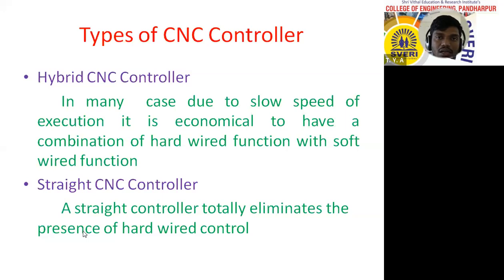only you are using the highly automated system controller for that CNC system. So that is the two major types of the CNC controllers. One is a hybrid where you are using the two systems. One is a computerized system along with some conventional system, wired system. Second is only the computerized system. That is a straight CNC controller. Okay.